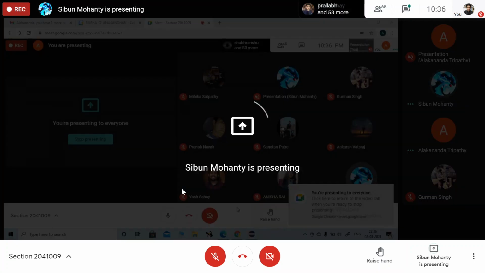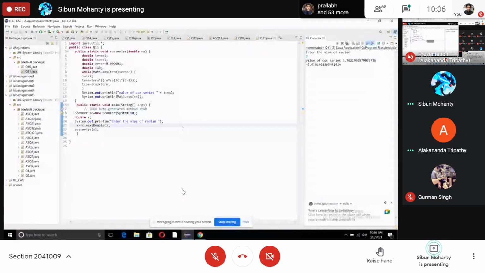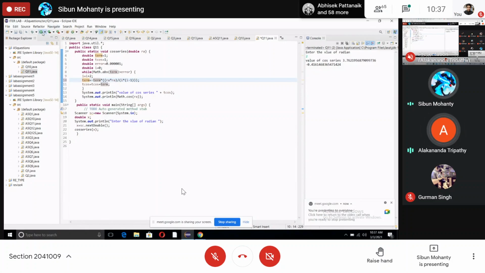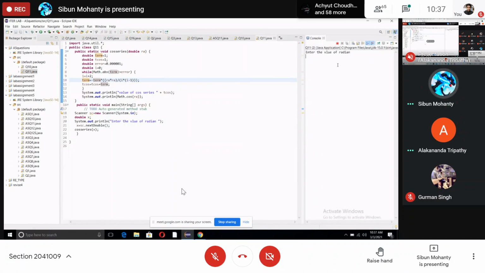Is it visible? Now it is visible. Here the values are not the same. Value of cos series, just a minute. Here you have not written minus. Term is equals to minus term into. Here. Okay. Now, ma'am, run the code. Okay. Yes. Okay, ma'am. Stop sharing.